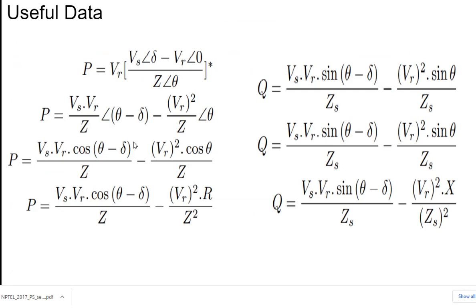Let us have a brief discussion on power flows through the transmission lines. Power flow through the transmission line is given by the expression VR into IR conjugate, where IR is Vs at an angle delta minus VR at an angle 0 by the impedance of the transmission line. After further simplification, we got the power flow through the transmission line as follows. Similarly, reactive power flow through the transmission line is given by this expression.